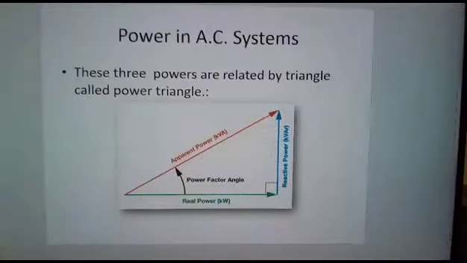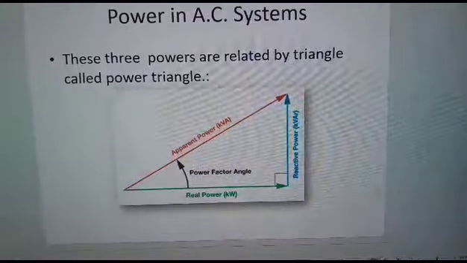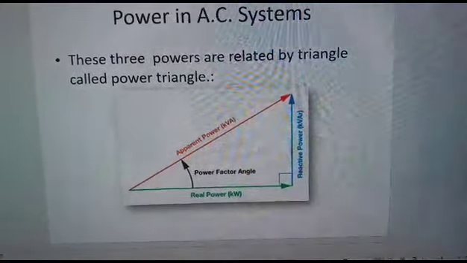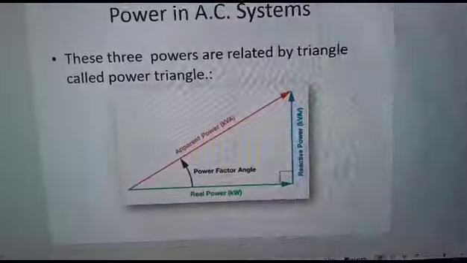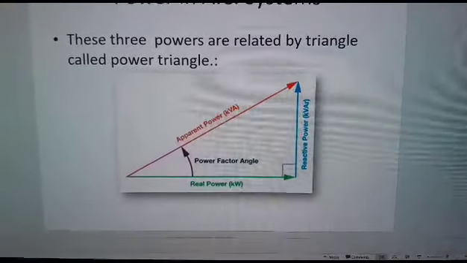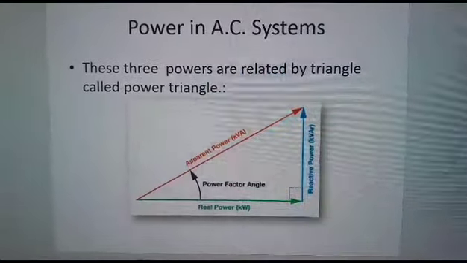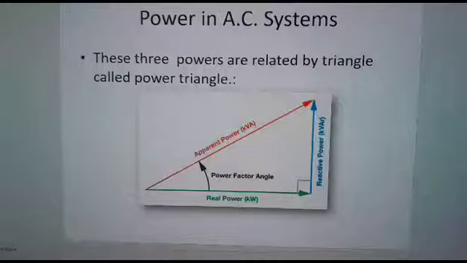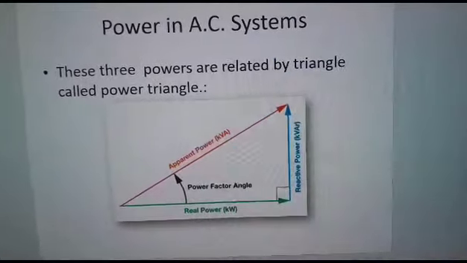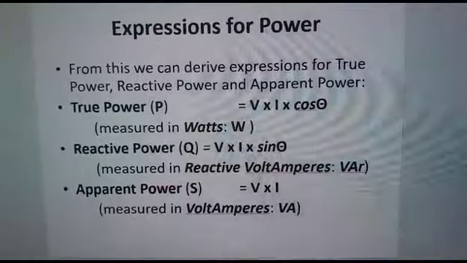You can see the hypotenuse there being represented by the apparent power, kVA, and the adjacent is represented by the real power, kilowatt. Then the third power, which is reactive power, is represented at the opposite side. Now, if we apply the trigonometry ratios to this, we can get a relationship for each of these types of power. Now, let's start with the first one.